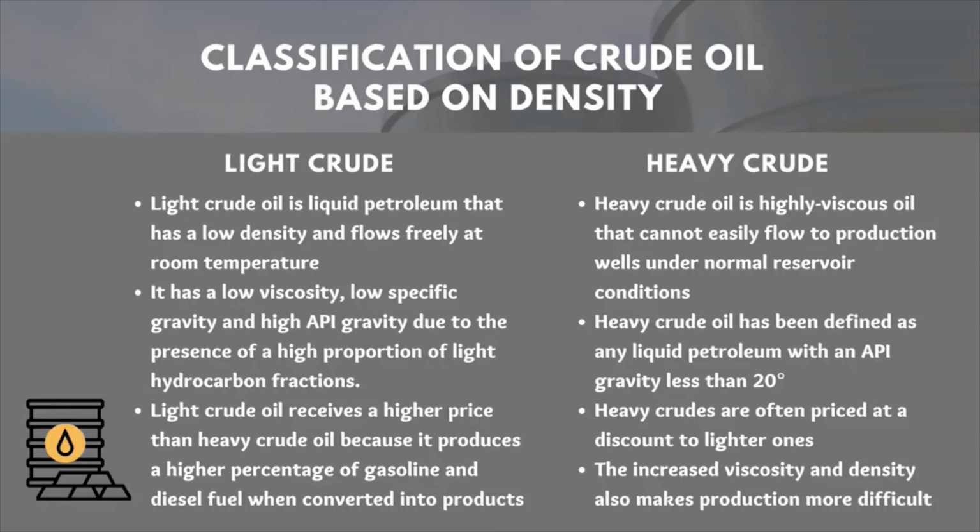The light crude oil receives a higher price than heavy crude oil because it produces a higher percentage of gasoline and diesel fuel when converted into products, while the heavy crude oils are often priced at a discount to lighter ones. The increased viscosity and density also makes production more difficult. You require a little more complex processing in the refinery to process heavy crude oil, and because of that reason it is available at a lesser cost. Now let's try to understand this critical term known as opportunity crude.